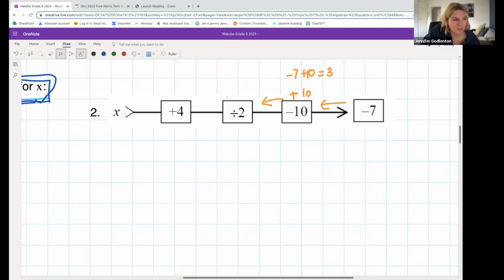Think about the inverse operation. If we were dividing by 2, what would be next? Good. We're going to times by 2. So we're going to say 3 times 2, and that's going to give us 6.